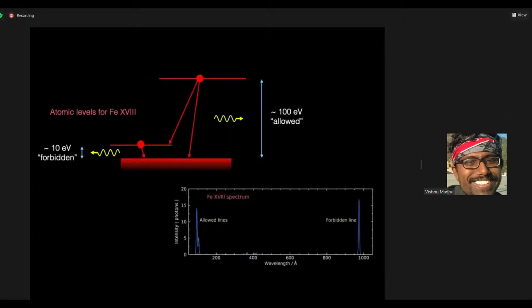And so what I'm showing here is a synthetic spectrum showing just the iron 18 lines between 50 and 1,000 angstroms. So the two allowed transitions in the plot above appear close to 100 angstroms, but the forbidden line, because of the much smaller energy difference, appears at a much longer wavelength, closer to 1,000 angstroms. But as you see in the spectrum, the forbidden line, when shown in photon units, is actually stronger than the two allowed lines. This means it's a very nice way of accessing the iron 18 plasma at longer wavelengths.